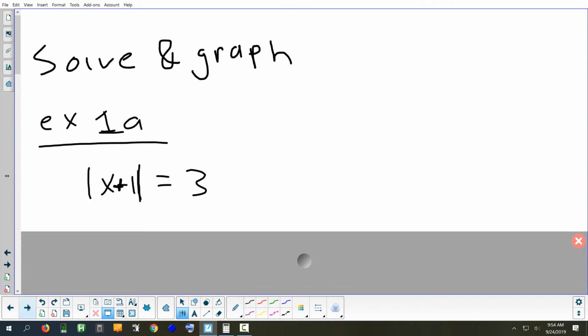Okay, let's look at this one. Okay, don't write it down yet. But is there a number attached to the outside of the bars? No. So you don't have to do that step here. That step was already done for you. You don't have to worry. Okay.